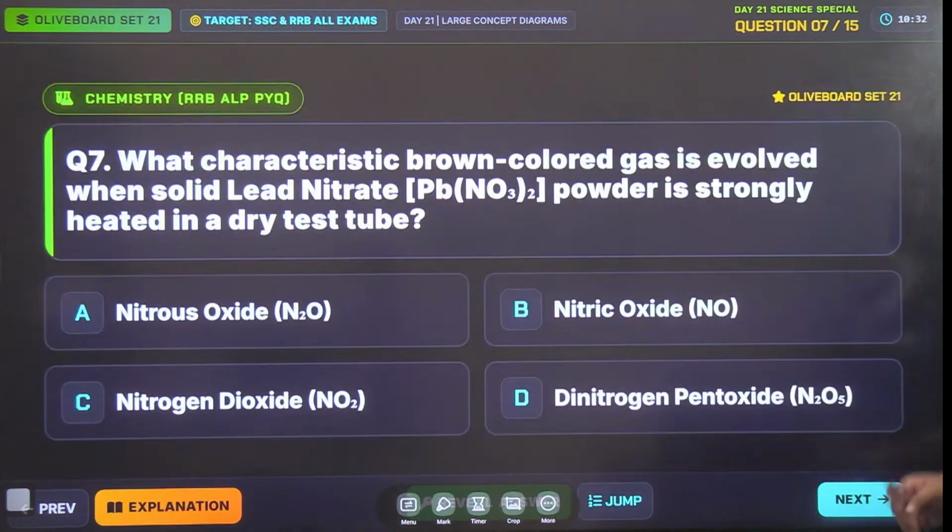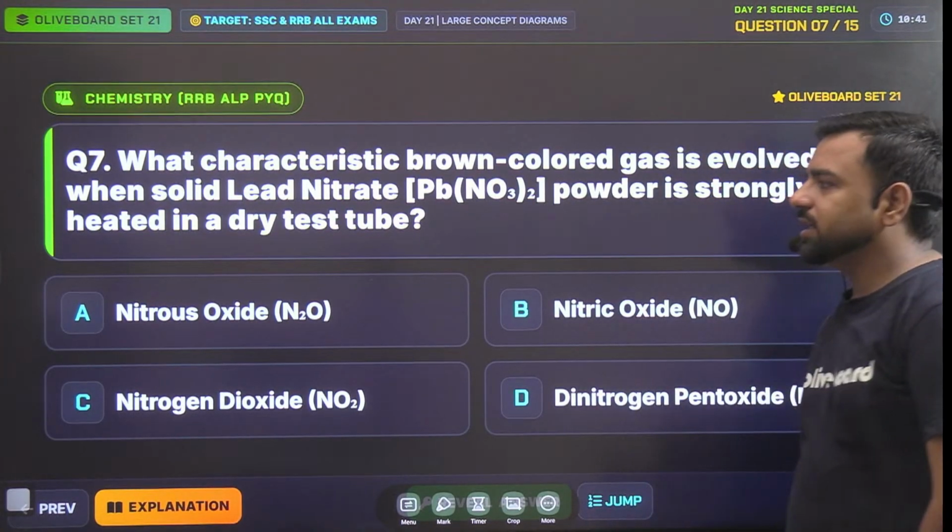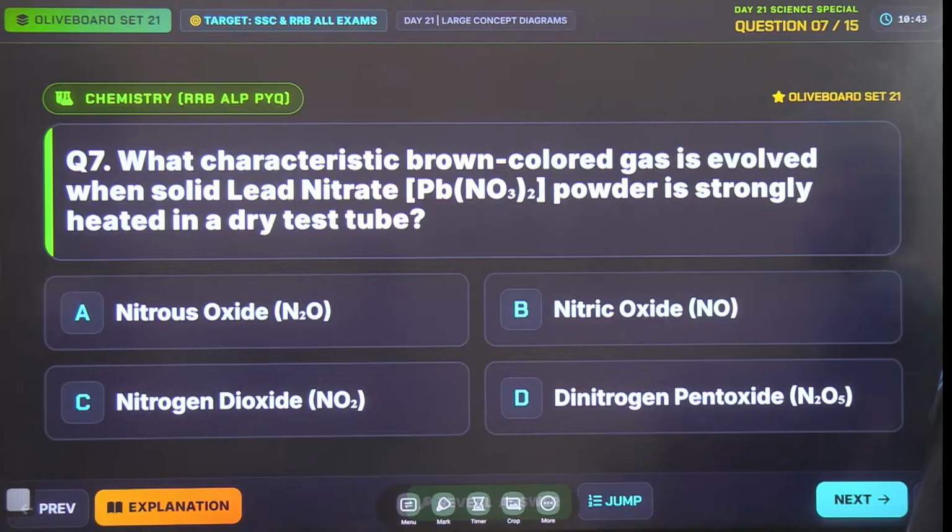What about the next question? The next question is here. What characteristic brown colored gas is evolved when solid lead nitrate powder is strongly heated in a dry test tube? So is it nitrous oxide? Is it nitric oxide? Is it nitrogen dioxide? Or is it dinitrogen pentoxide? You have 4 options. Tell me what is the correct answer.